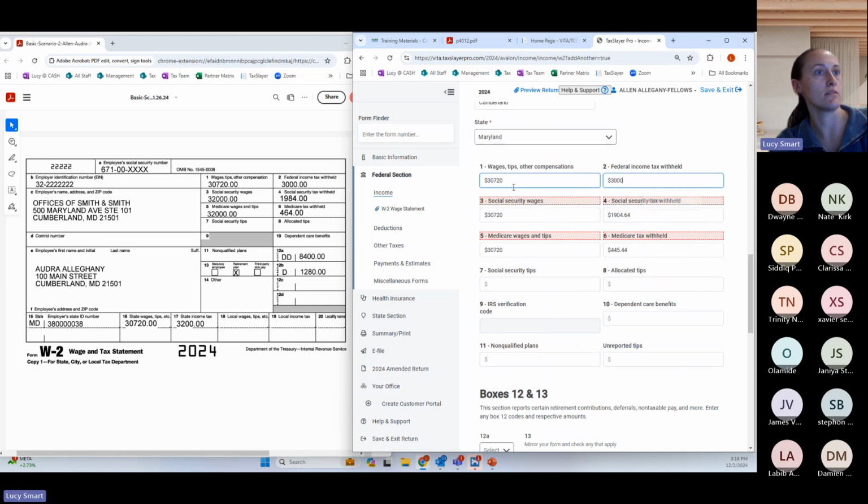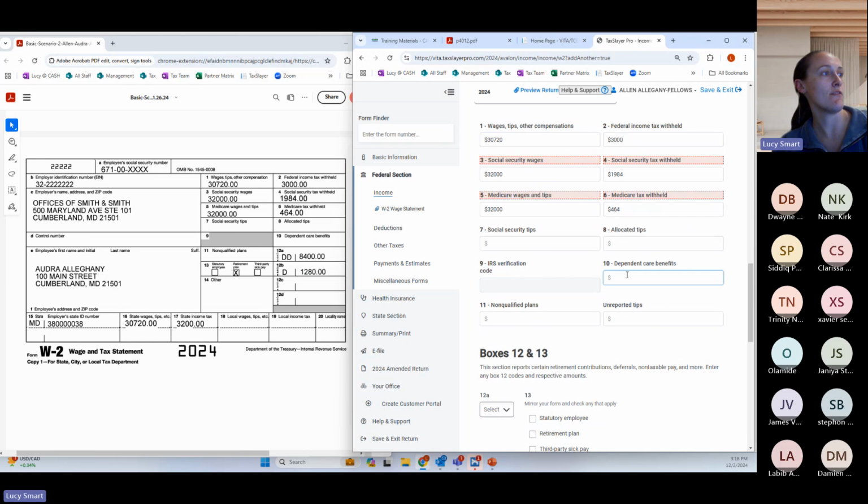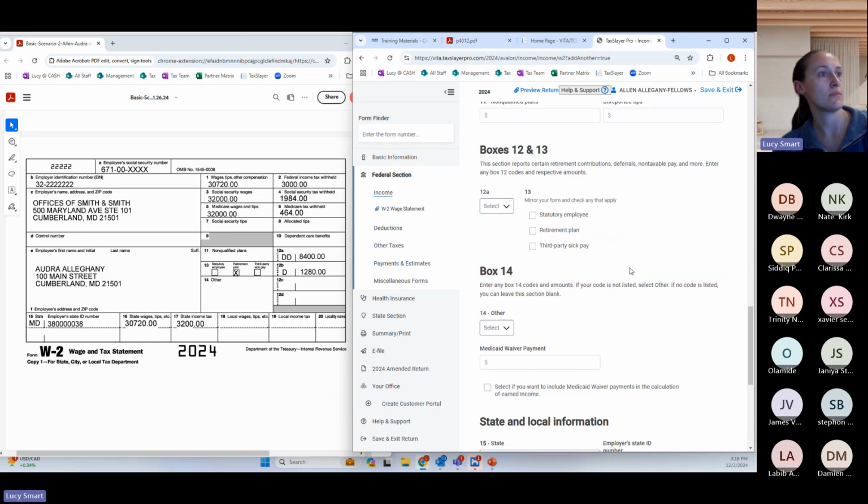Box 2 is $3,000. Her box 3 is not the same as box 1, so we need to delete what was automatically populated and put in $32,000, $1,984, $32,000, and then that changes to $464. We're good. She does have information in box 12.